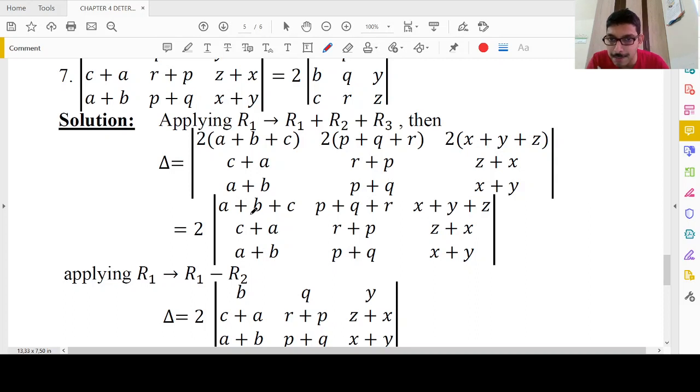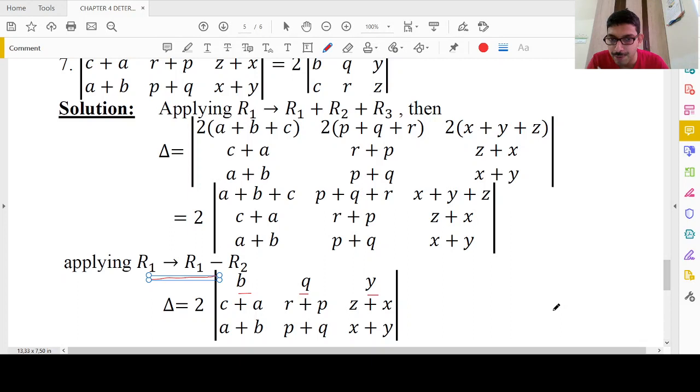Now suppose we subtract R2 from R1, that is R1 changes to R1 minus R2. Then A plus C will get cancelled, P plus R will get cancelled, and X plus Z will get cancelled. That means we will be getting B, Q, Y in the first row. By applying R1 changes to R1 minus R2, we get BQY in the first row.